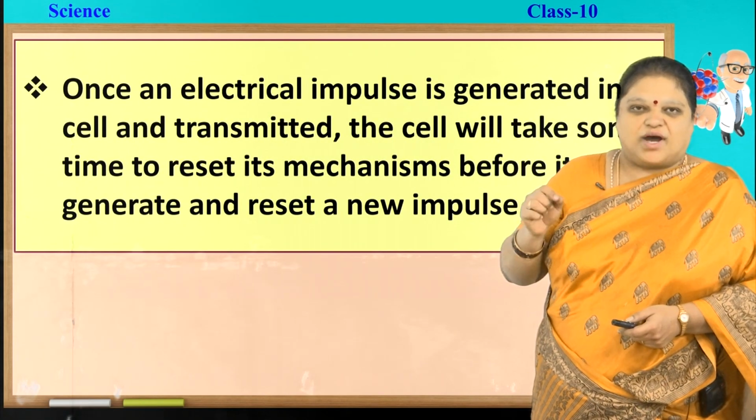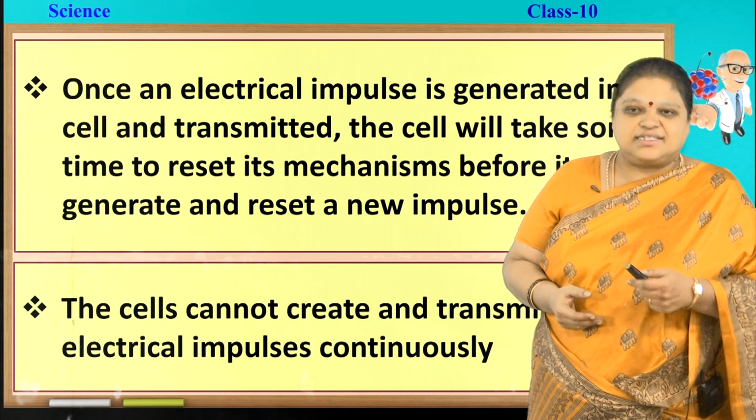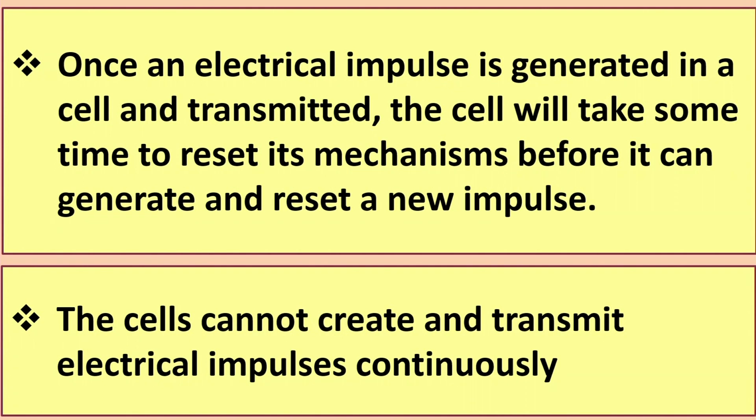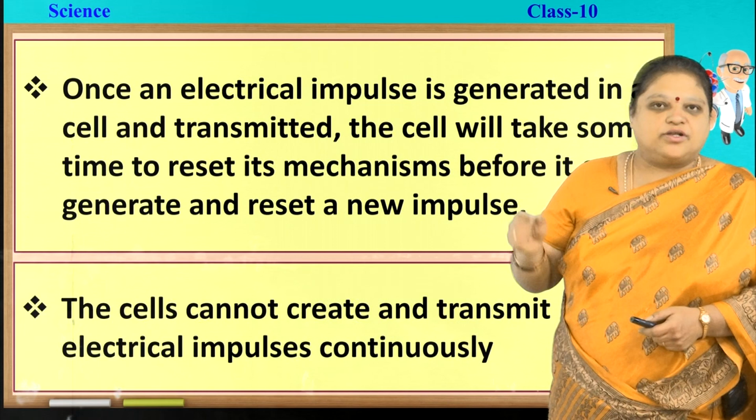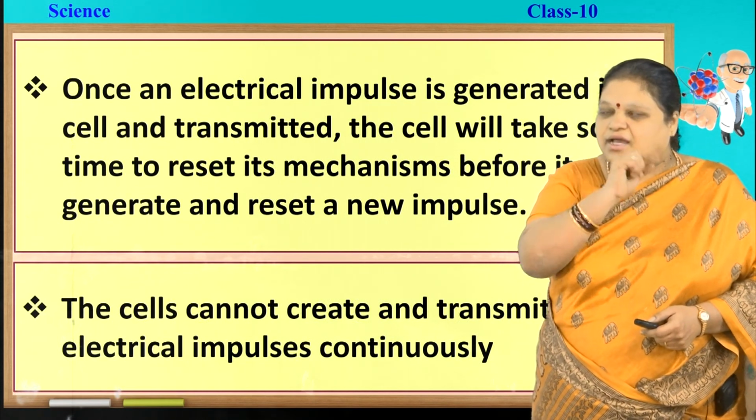And also, once an electric impulse is generated in a cell and transmitted, the cell will take some time to reset its mechanism before it can generate and transmit a new impulse. The cells cannot create and transmit electrical impulses continuously, and I want you to note that all these types of changes take place only in animals.